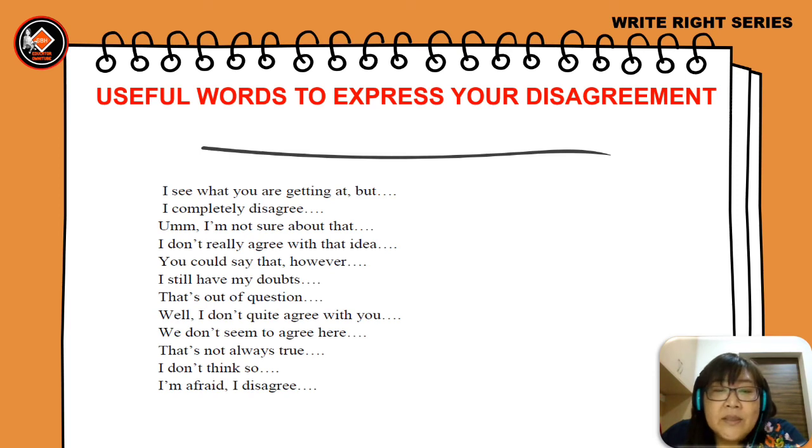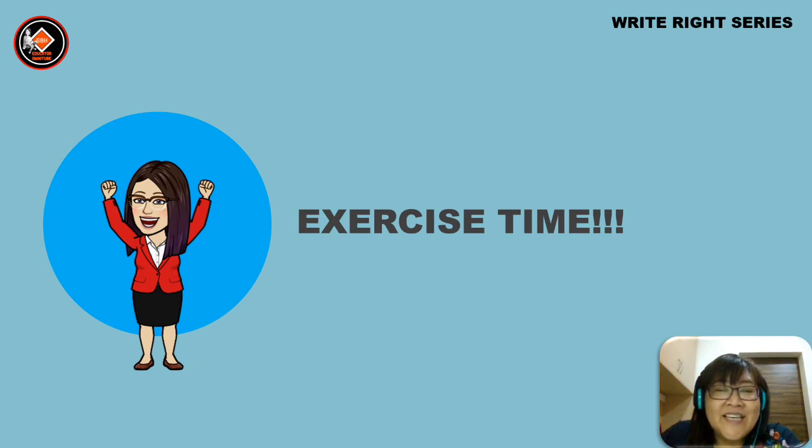Here are more ways to express your disagreement. I see what you're getting at, but I completely disagree. I'm not sure about that. I don't really agree with that idea. You could say that, however, I still have my doubts. That's out of the question. Well, I don't agree with you. I don't quite agree with you. We don't seem to agree here. That's not always true. I don't think so. I'm afraid I disagree. Dear pupils, now it is exercise time.